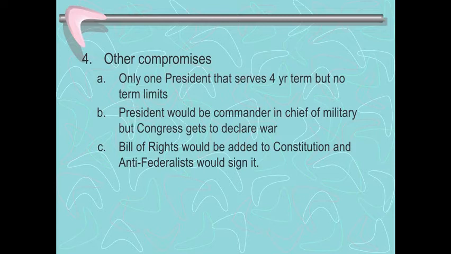And the third compromise that was made was that a Bill of Rights needed to be added to the Constitution. At this time, with the Articles of Confederation, each state had their own Bill of Rights, and they really wanted to emphasize that on a national level, every single citizen should have rights that are granted by our government. So in order to include it, they needed to get the Anti-Federalists on board, which were the people that were more for state control. So the Bill of Rights would be added to the Constitution as long as the Anti-Federalists would sign it, which eventually they did.